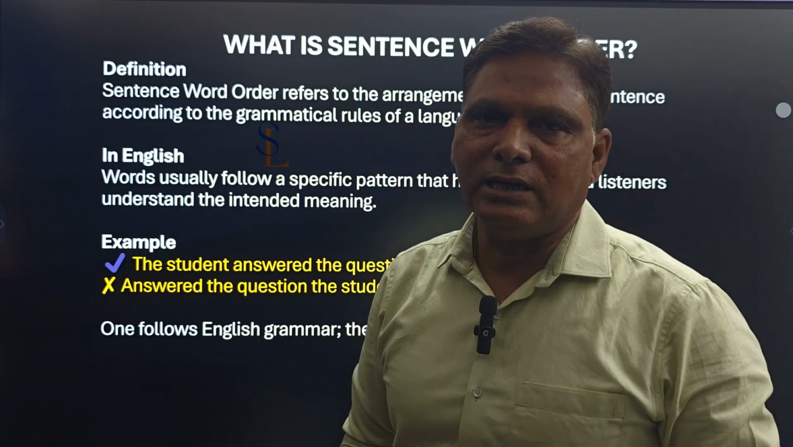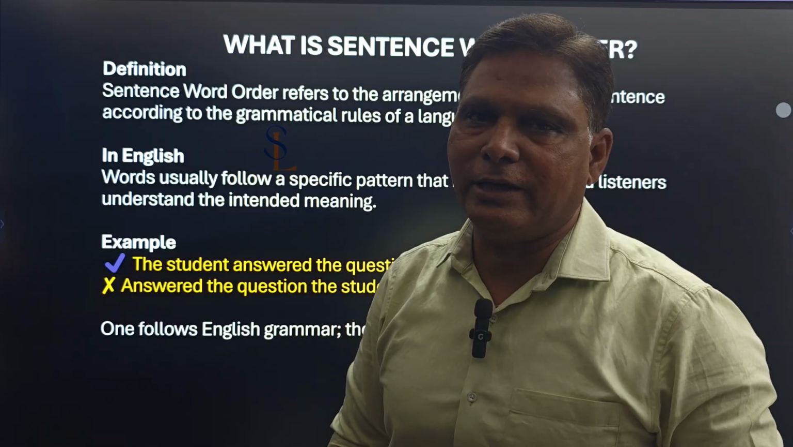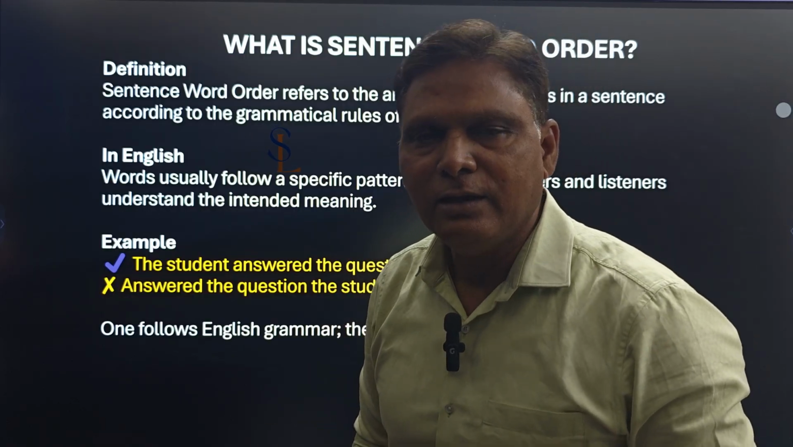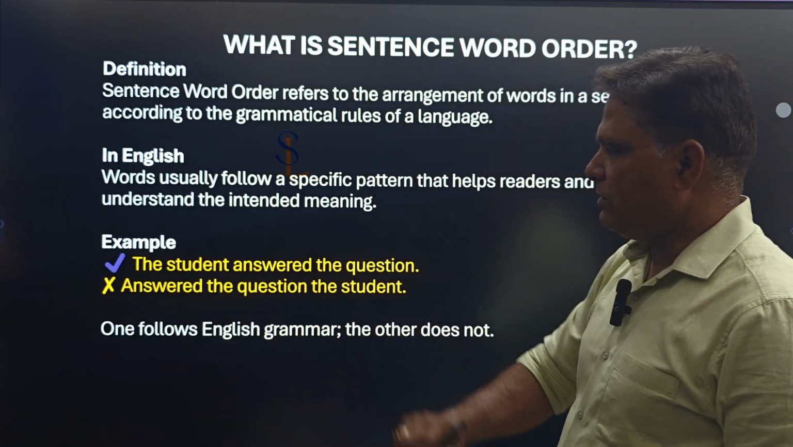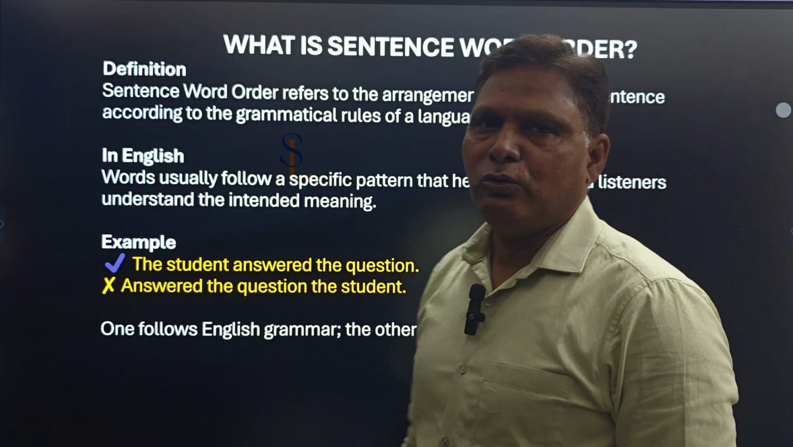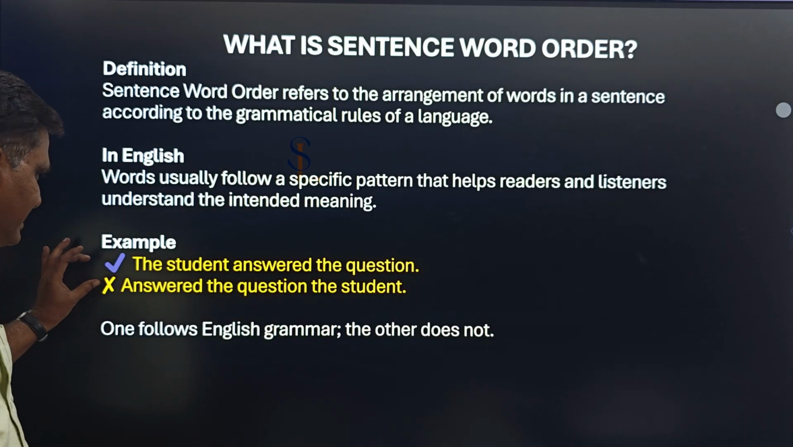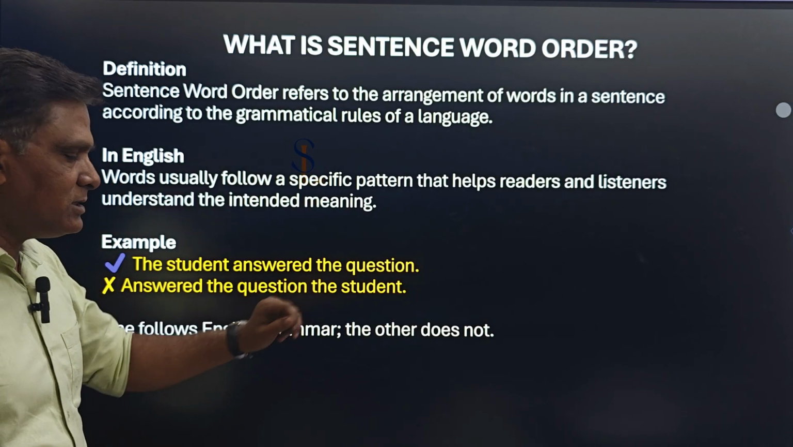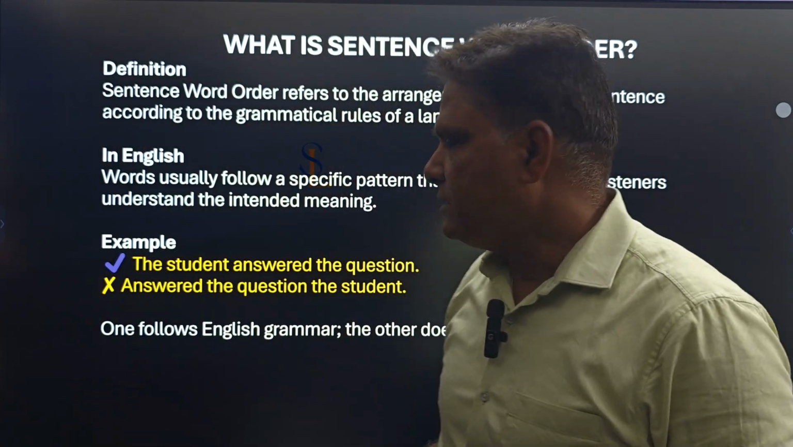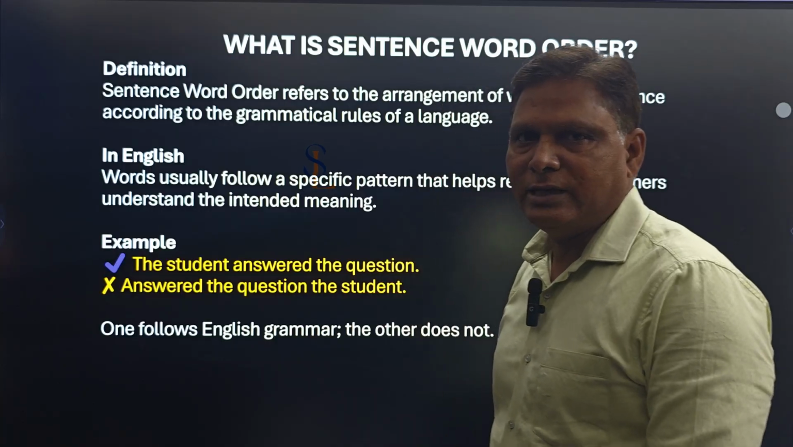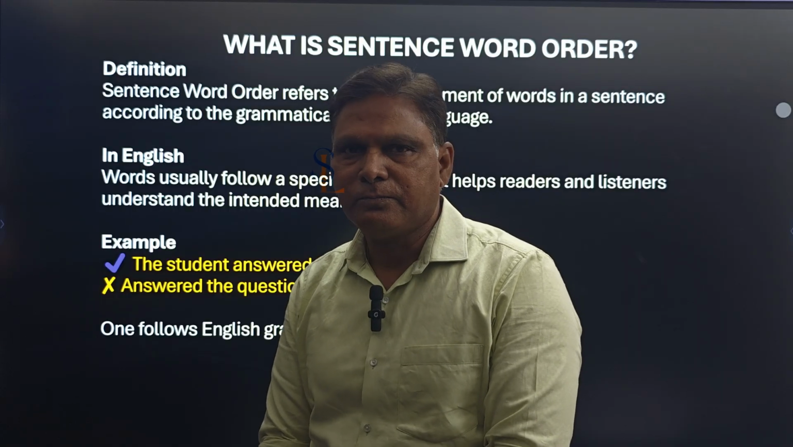So if intentions are different and words do have a different order, then I think you don't communicate properly. To communicate properly, what you require is a good sentence word order. Look at this example, because we understand any particular rule better only when we take an example. For example, the student answered the question. The student, subject; answered, verb; the question, object. So that is the simple construction called SVO, subject, verb, object.